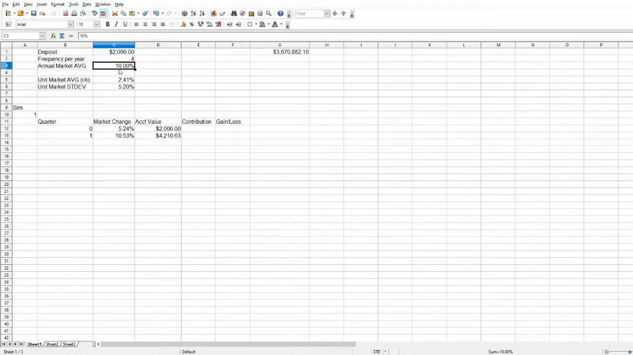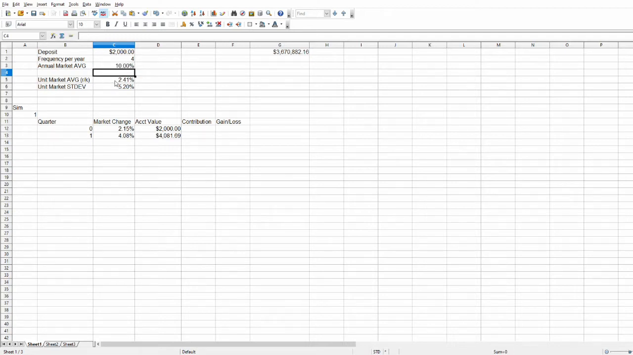Now, annual market average. I'm setting this as 10% for this example, but you can make this whatever you want. And that's why I have this spreadsheet set up this way. You can make it 12% if you wanted to. You can make it 5%. You can make it whatever you want. And everything in this simulation, everything in this model that we do is going to change. For our purposes, I'll call that 10%.